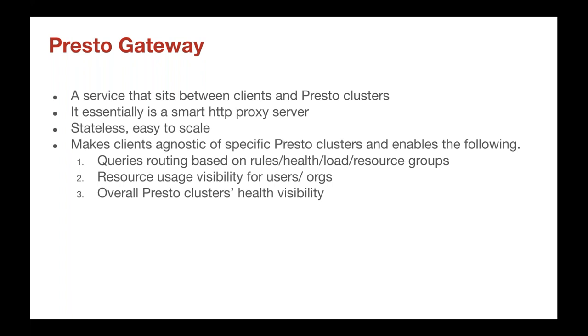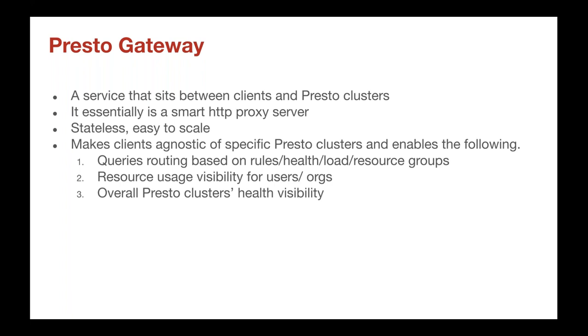Also, we will route the queries based on health. For example, if we have a cluster behind a gateway that's not healthy, we'll definitely not route that query to this unhealthy cluster. We are also routing the query by load, which means that we periodically check the number of concurrent running queries on different clusters, and then we can decide which cluster is relatively underutilized, and then we can send the query over to that underutilized cluster.